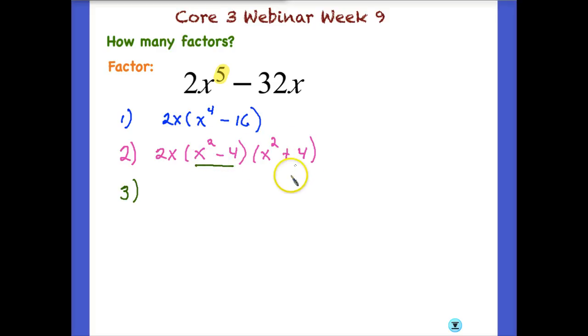X squared plus 4 is not a difference, so that one is done. But I can factor this. So here's kind of what I'm seeing. As you guys are factoring, sometimes things get lost. Keep everything together. So I've still got the 2x, and then this x squared minus 4 now becomes x minus 2, x plus 2, but the x squared plus 4 does not go away. So I have to keep that. Otherwise, if things go away, I can never get back to my original polynomial.